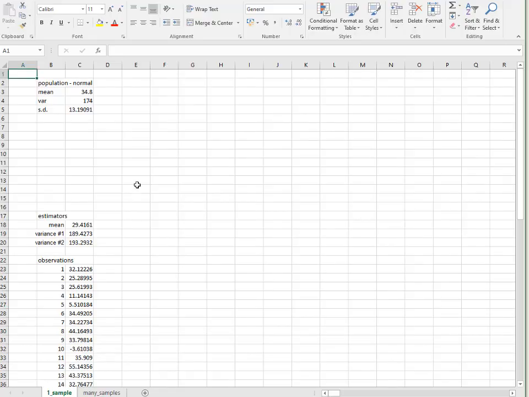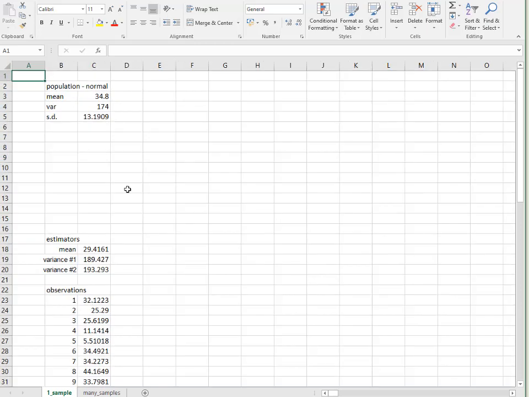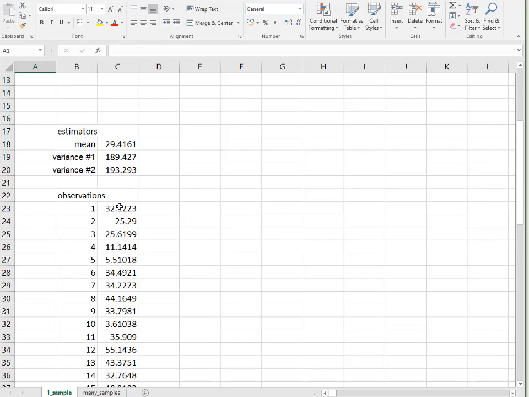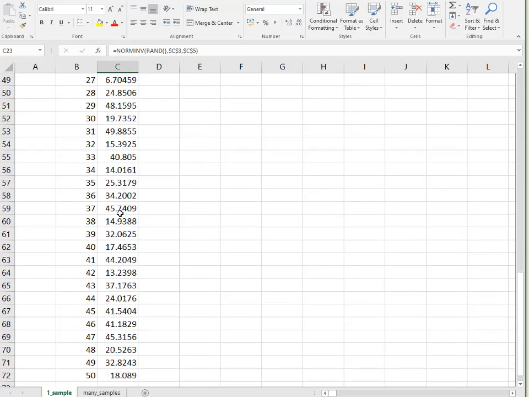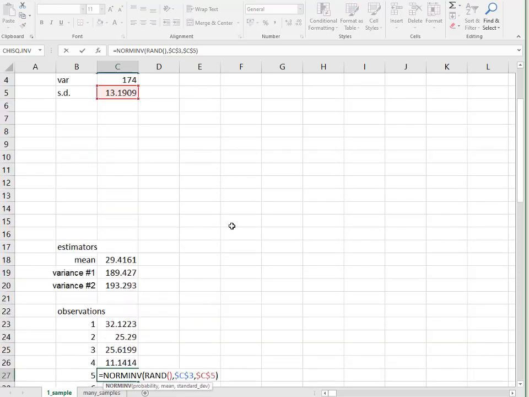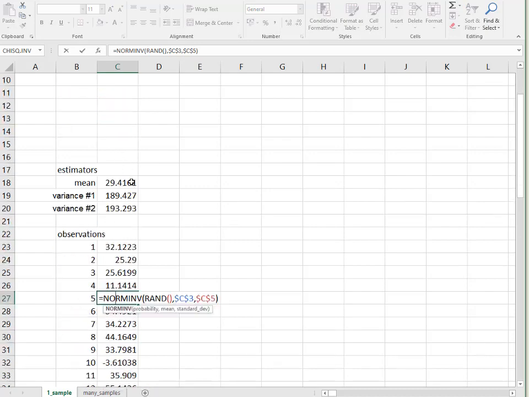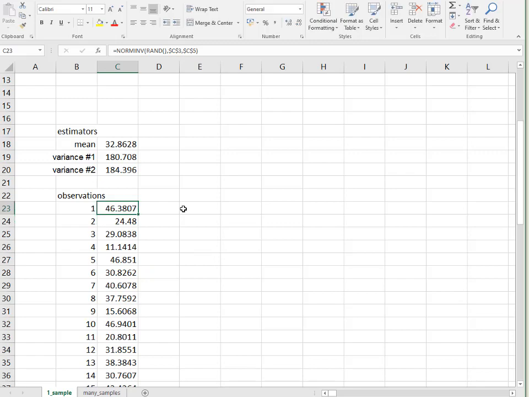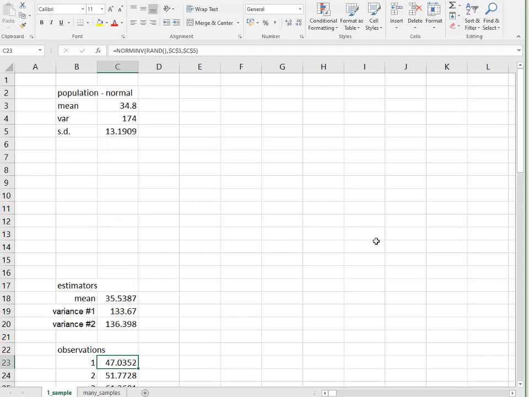So here we've got the setup. These are the population characteristics. I've set up the random variables to have this mean, this variance and this standard deviation. And then based on this, the same as in the previous video, I'm generating a relatively small sample of 50, smaller than 1,000. Each of these numbers is based on this mean and this standard deviation, generated by the same normal formula as before. As before, every time you press F9 or do anything, it generates a new sample.